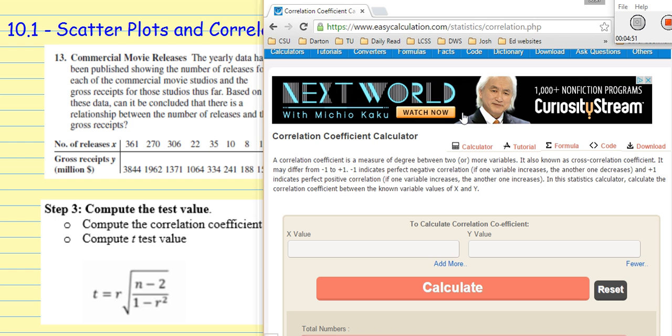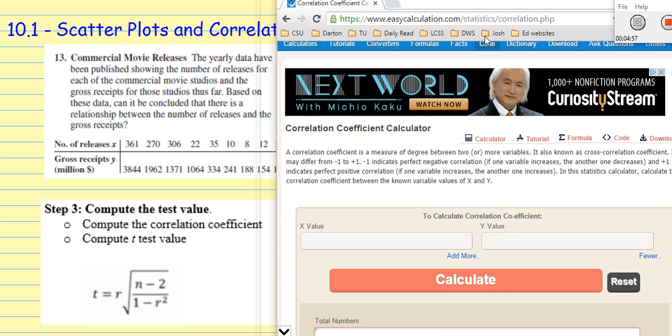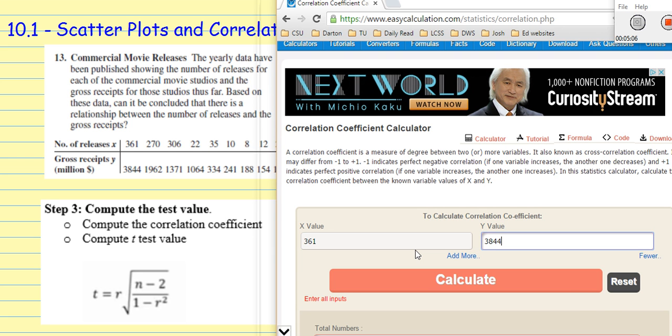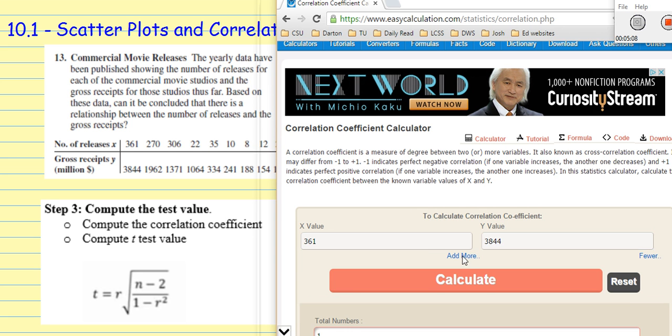But I've got it linked inside of the guided homework, and I have it linked inside this presentation, so you can just type in that web address right from there. Alright, so what you do is you come here and you type in 361, you can hit tab, go over, type in your Y, 344. You'll have to click on add more.